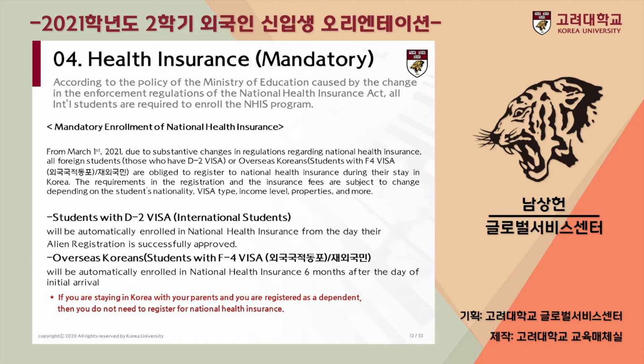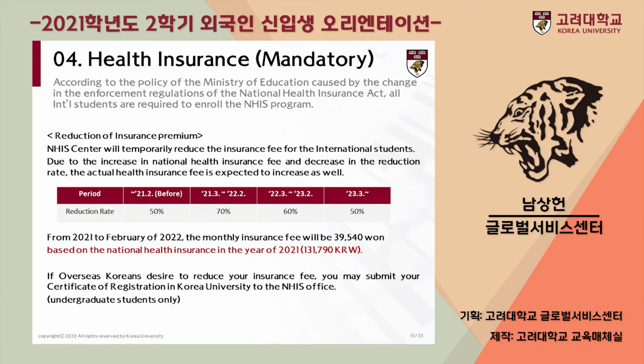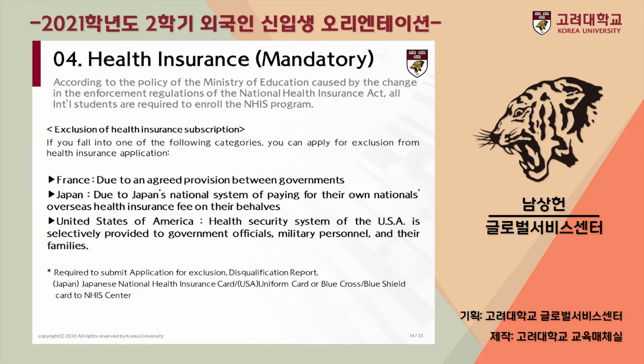The fee will be around $40 a month, and the sign-up notice and the bill will be sent to your registered address. Basically, NHIS gives no exceptions, but for a few specific cases as shown on the slide, they accept exclusion applications. If you fall into one of the three categories, you can apply for exclusion.